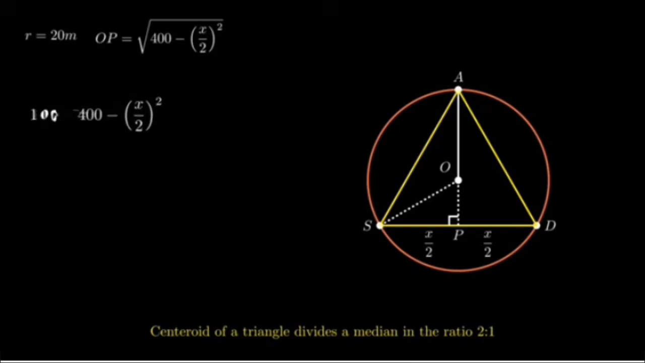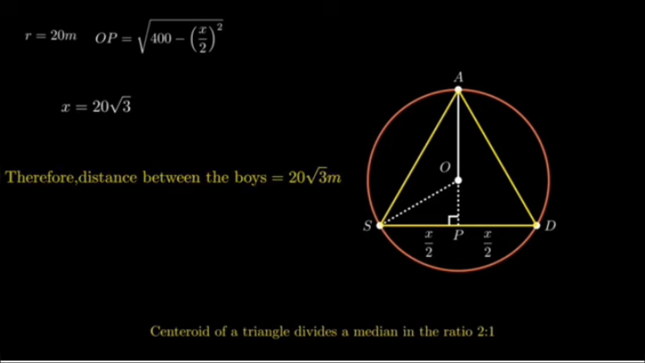This equation further becomes 100 equals 400 minus square of X by 2. On simplifying constant terms by transposing, we get square of X by 2 equals 300, which is simplified as X by 2 equals root of 300. As root of 300 equals 10 root of 3, X by 2 equals 10 root of 3. Solving for X, we get X equals 20 root of 3. Therefore the distance between the boys is 20 root of 3 meters.